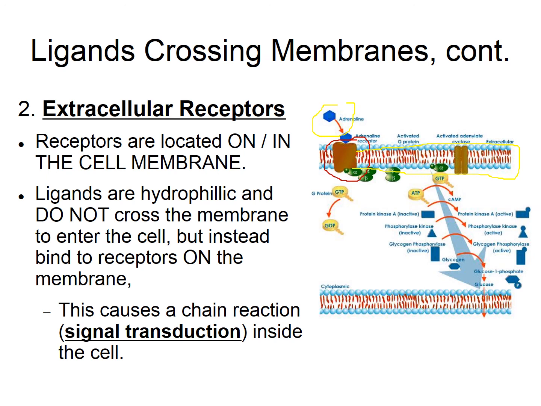Now, if it's on the outside of the cell, how does the message reach the response inside? Well, when the ligand binds with the receptor, it will change its shape, its conformation, and that will cause a giant series of chain reactions to happen. One molecule will affect the next, and so on until a response is finally caused at the end. That kind of pathway is known as signal transduction, and we're going to talk about that quite a bit more later.